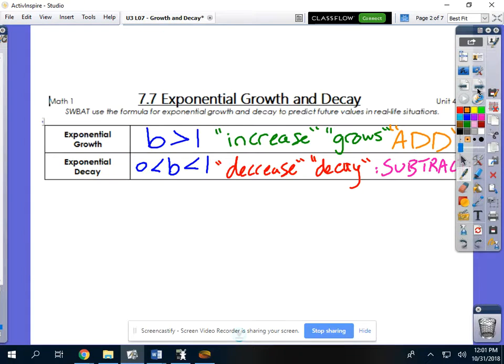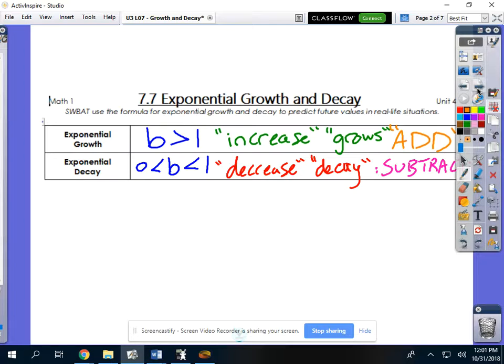Okay, so a quick review, family, of what we talked about on Tuesday. We talked about growth and decay. When you're looking at growth, you're looking for your b value to be greater than 1. You're looking for words like increase and grows. And then remember that the operation inside the parentheses is going to be addition.